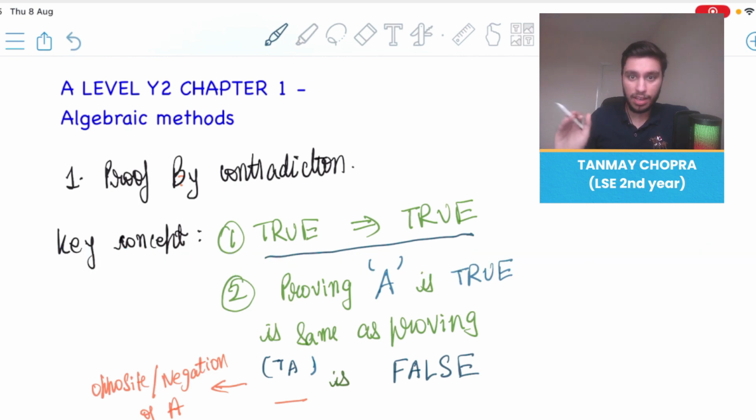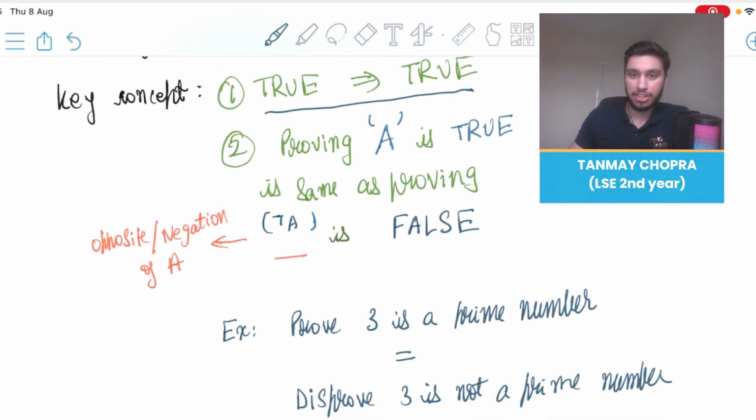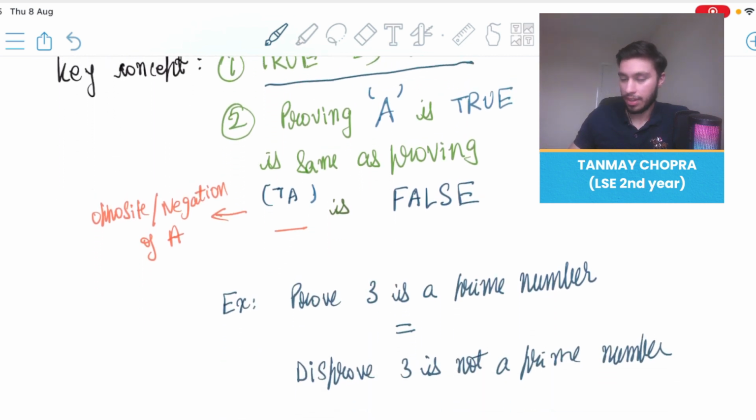Now the second thing you need to understand is proving a statement is true is the same as proving its negation is false. What do I mean by that? Proving 3 is a prime number is the same as disproving 3 is not a prime number. Do you see? Two negatives make a positive, right?